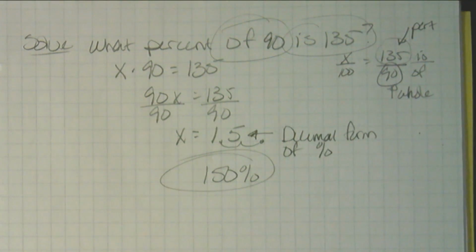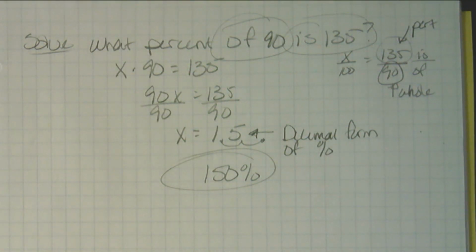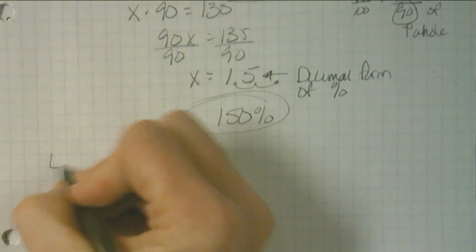So why does it make sense that 135 is 150% of 90? Why does that make sense? Charlotte? Yeah, because our part is bigger than our whole. It's more than 100% of our whole. How many of you guys can see that? Okay. All right, let's talk about estimating percents.